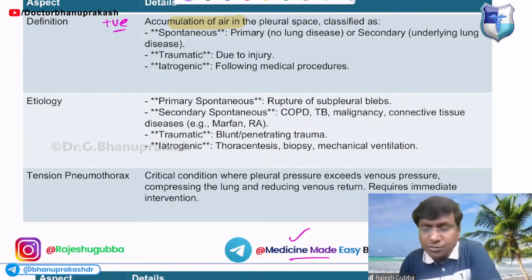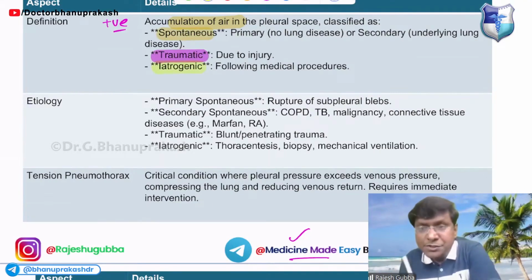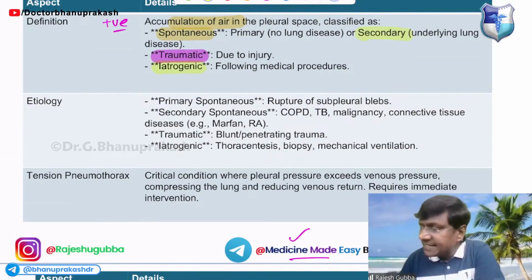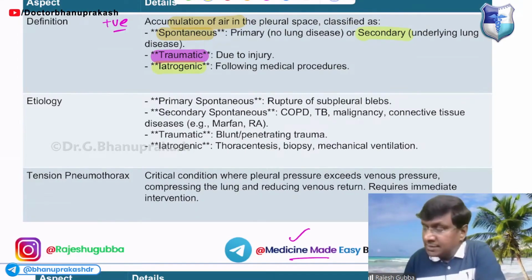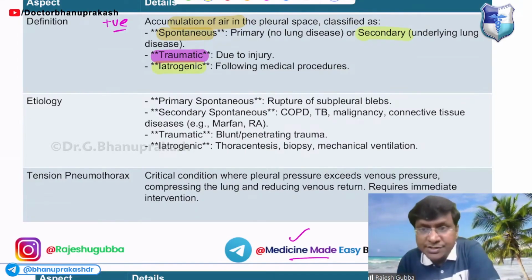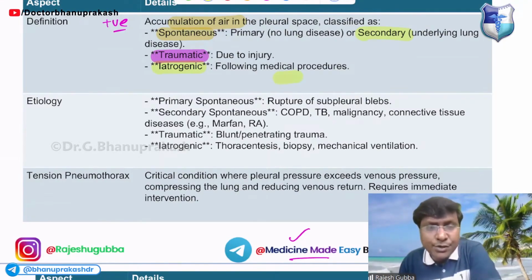And what are the types of pneumothorax? Spontaneous, traumatic, then iatrogenic. Spontaneous, there is no underlying cause, right? Whereas secondary, there is some underlying cause causing pneumothorax, right? Traumatic, due to injury to the chest. Iatrogenic, following medical procedures like placing a central venous catheter. During pleurocentesis, there can be development of pneumothorax, that is called iatrogenic.